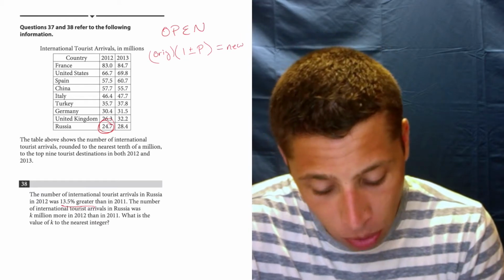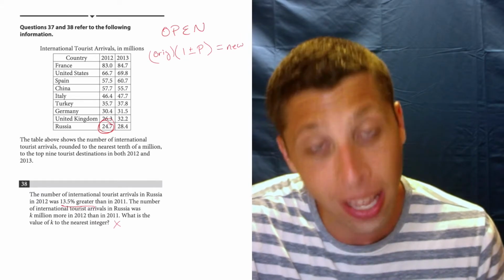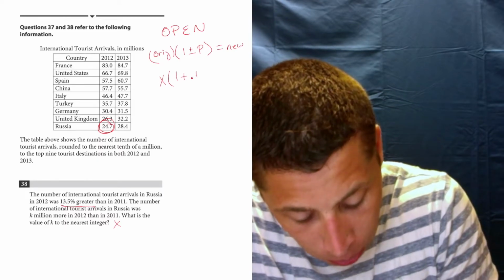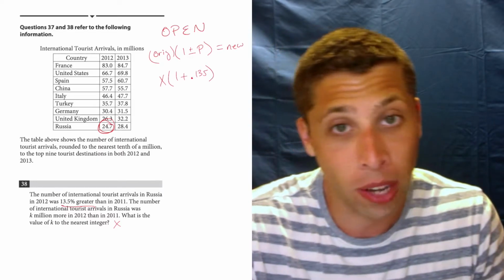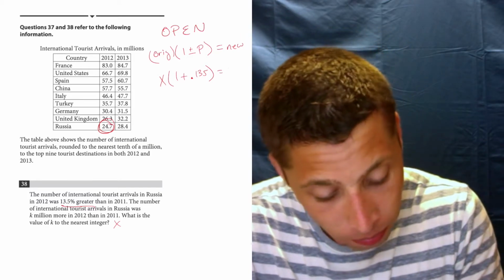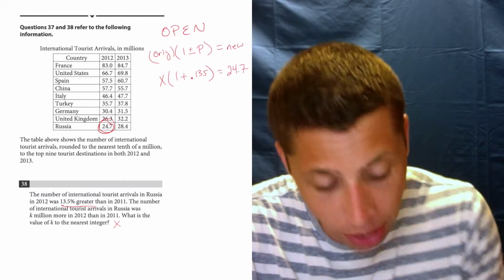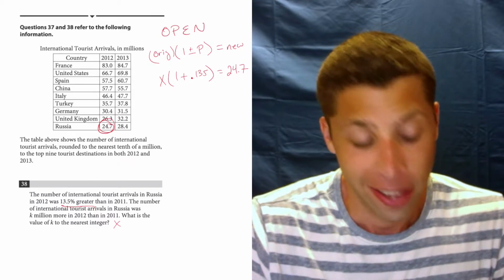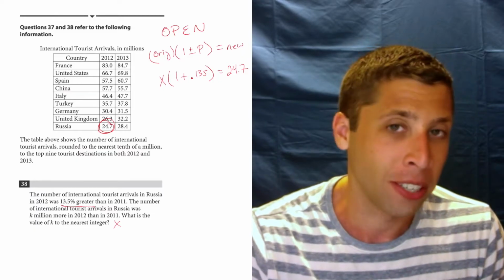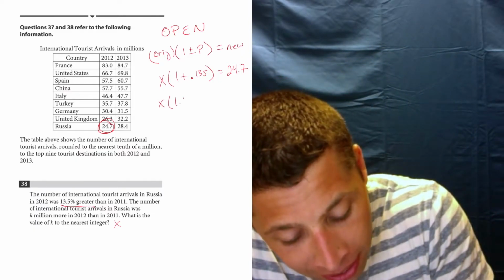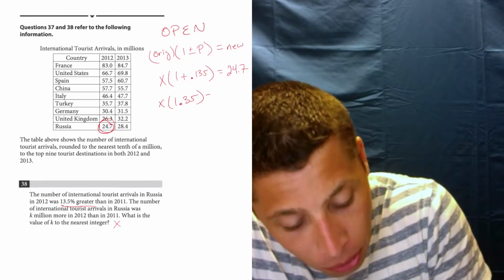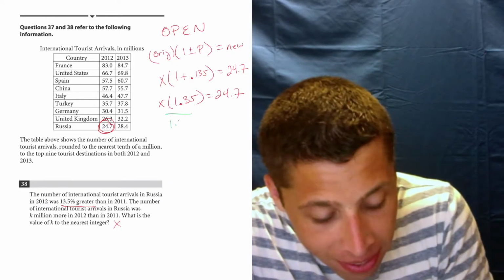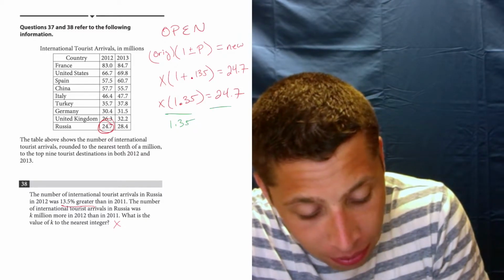But the original number is what's unknown. That is the 2011. So let's leave that as X. And then it's 1 plus 0.135, so we write the percent as a decimal, is equal to the new value, the 2012 value of 24.7. And so we still are dealing with a lot of the same numbers that you would have dealt with if you did it the wrong way. But the key piece is now we're dividing.